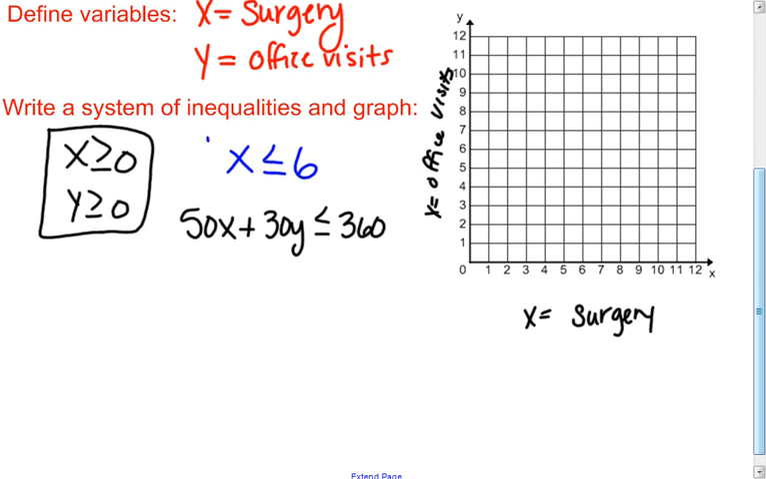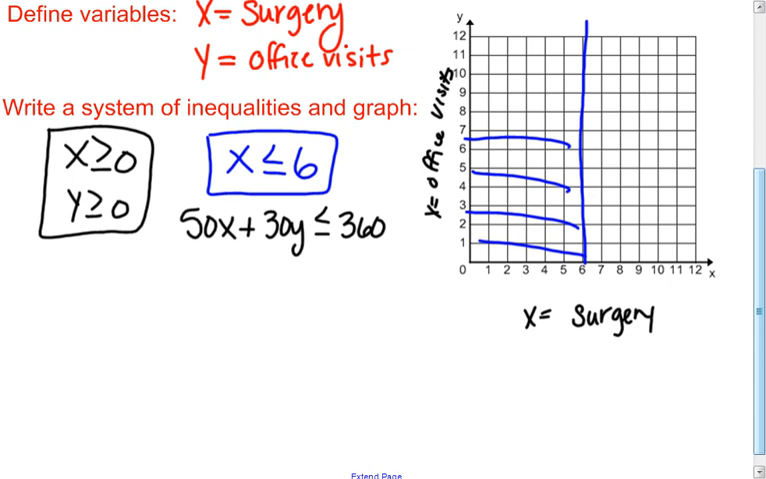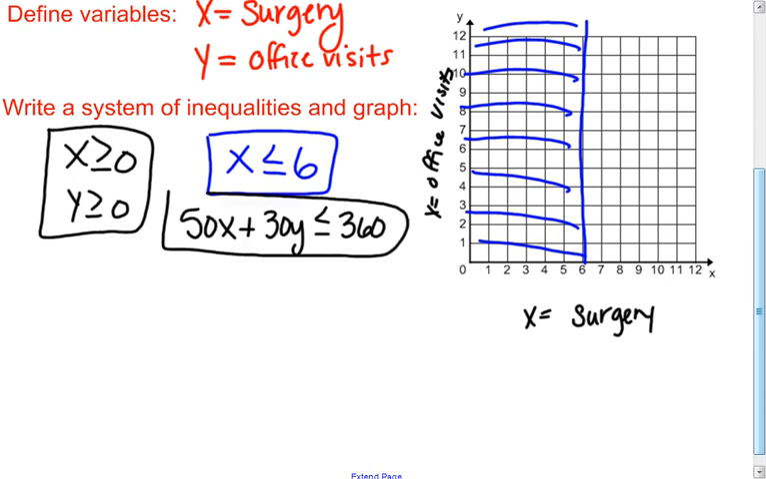But let's graph this one right here. Okay, if it's x is less than or equal to 6, that means x is held constant at 6, so it's a vertical line. It needs to be a solid vertical line since it is underlined, and it's less than, so I would shade to the left. Okay, then this equation, in order to graph it right here, needs to first of all be in y equals mx plus b, so I will subtract 50x. And I will have 30y is less than or equal to negative 50x plus 360.